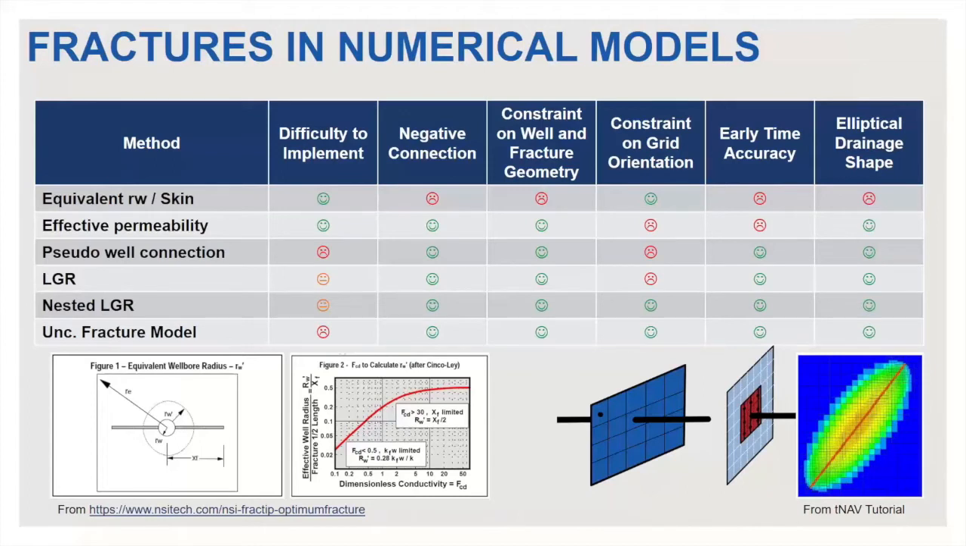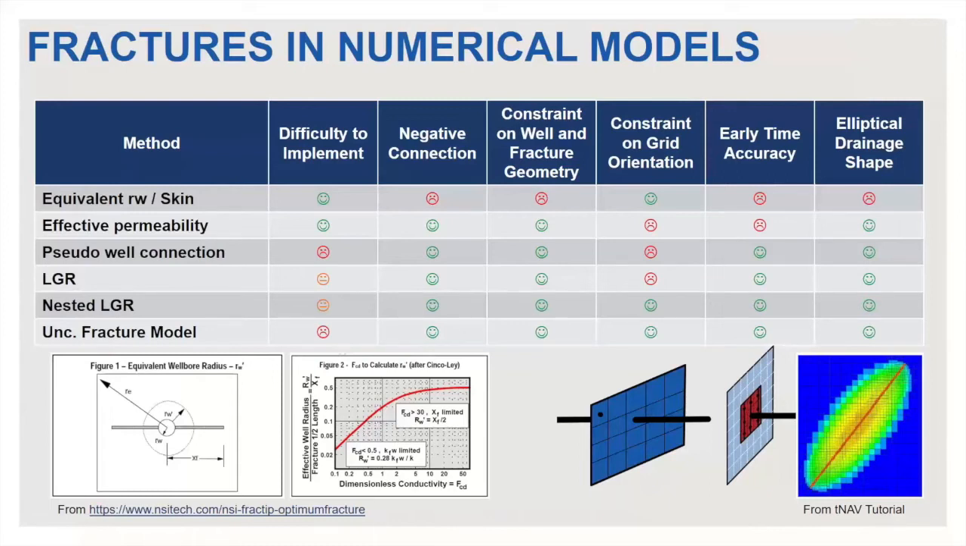But the issue with this method is it can introduce negative connections if the fracture goes beyond the Peaceman radius. It's very constraining in terms of well and fracture geometry. It has to be a vertical well. The fracture has to be vertical also. It's constraining in terms of early time accuracy, because for a tight reservoir within the first few months, this method is not accurate at all. And finally, it cannot capture elliptical drainage shape.